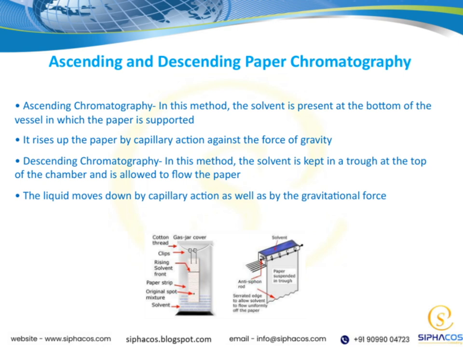On the other hand, in descending chromatography, the process is a bit different. Here, the solvent is placed in a trough at the top of the chamber. Instead of the solvent moving up, it flows downward through the paper.